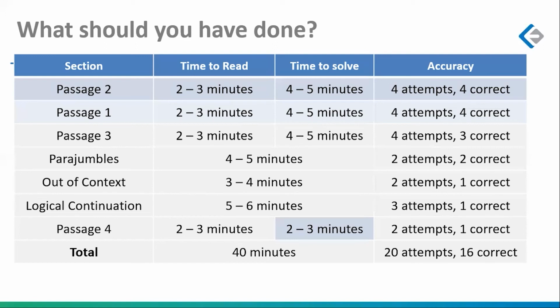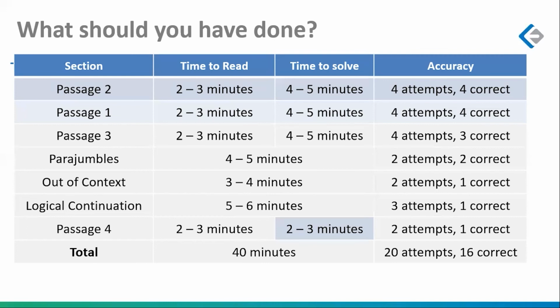I said there is some math involved here. This is where I'll show you the math. Parajumbles. 2 attempts, 2 correct, definitely doable. Now is where you also see why I introduced this test by saying it is biased in favor of those who are at their advanced level, because the target is 20 attempts and 16 correct.